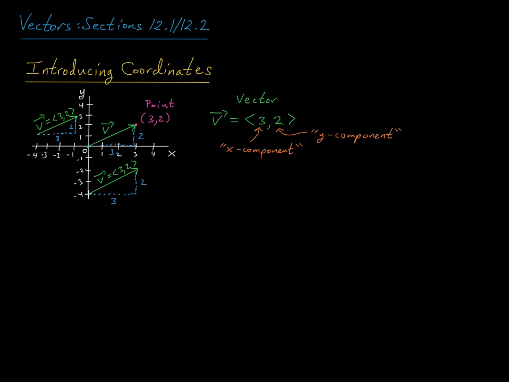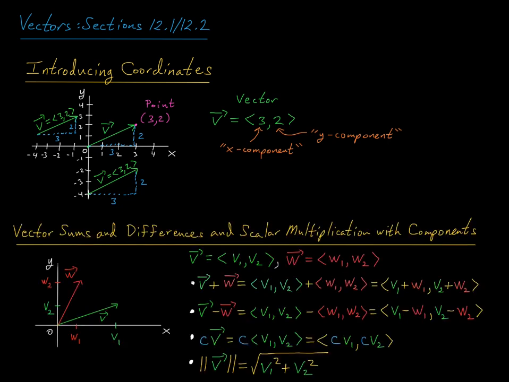All right, now let's talk about some vector arithmetic in components. So I have 2 vectors v and w, and I'm going to write them in component form. So for v, I have v1, v2, and for w, I have w1, w2.